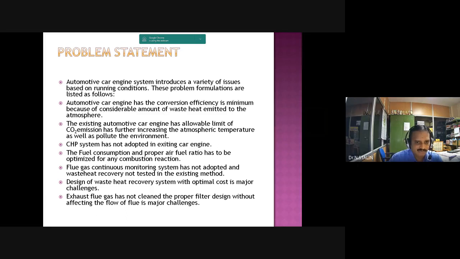So that will absorb whatever CO2 or carbon monoxide is emitted through the exhaust of the engine, and I also recover the heat available in the exhaust. My idea is to adopt the CHP system in the existing car engine. The air-fuel ratio has to be optimized for any combustion reaction, and a continuous flue gas monitoring system has to be adopted. Waste heat recovery is not tested in the existing method. Designing a waste heat recovery system with optimal cost is a major challenge, and the exhaust flue gas has not been cleaned. Designing a proper filter without affecting the flow of flue gas is a major challenge. So these are the problems I identified.